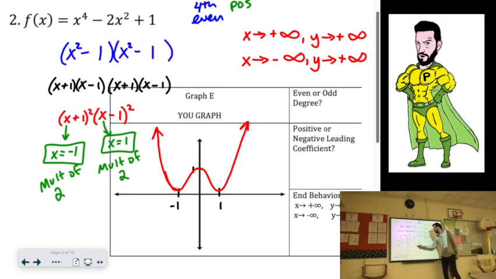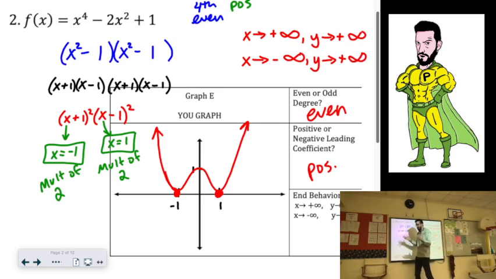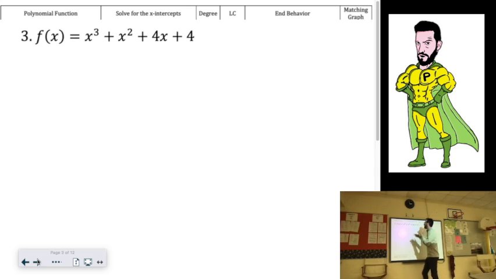Now let's pretend like I actually hit that x-axis there. So even or odd, even. Positive or negative, positive. We already did this stuff on here. And then end behavior, for both of them, y is going to be approaching positive infinity. Great, all right, okay. 2 down, here we go.